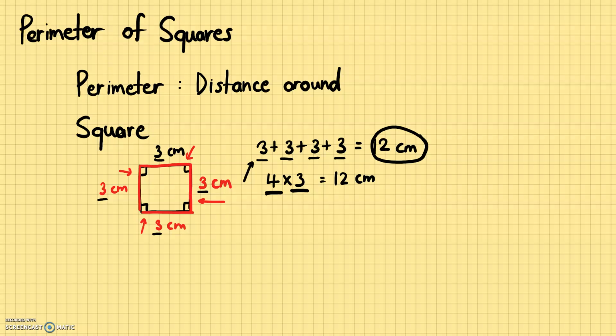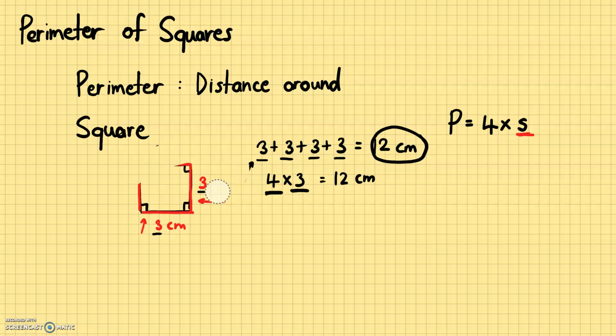So this actually leads to a formula for finding the perimeter of a square. When you find the perimeter of a square, you just need to do 4 times s. Okay, the s here is the side of the square. And you just do 4 times that side.